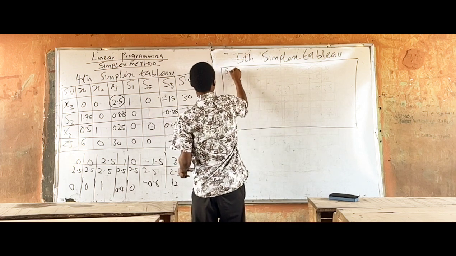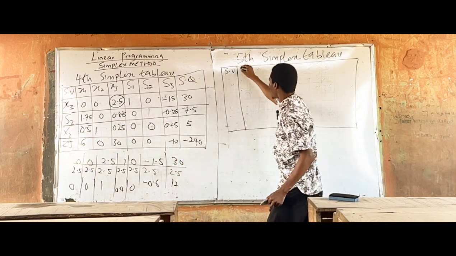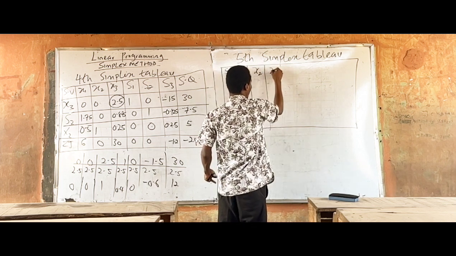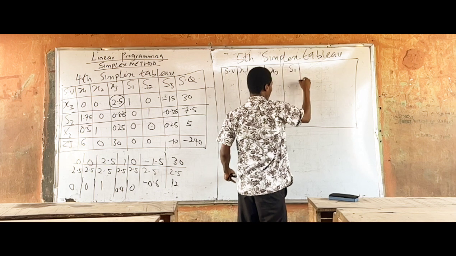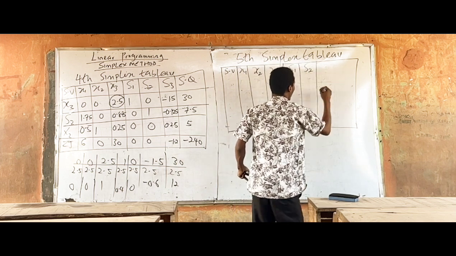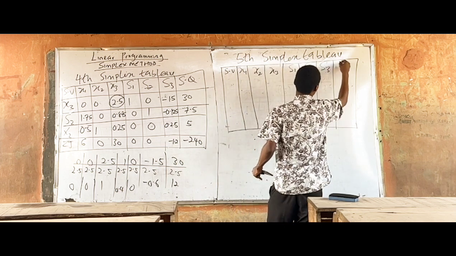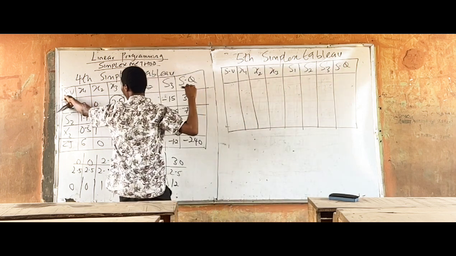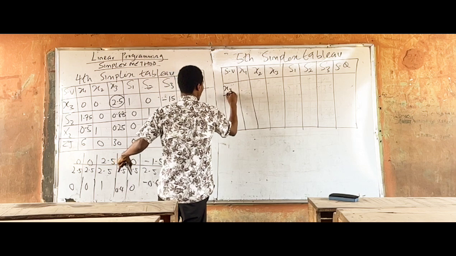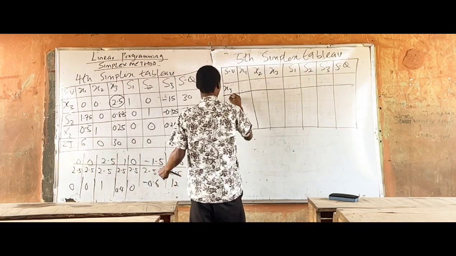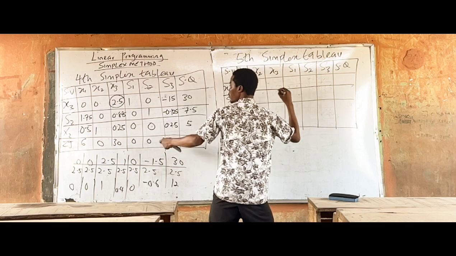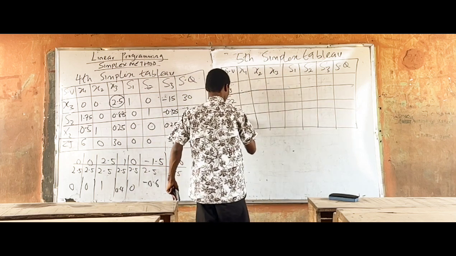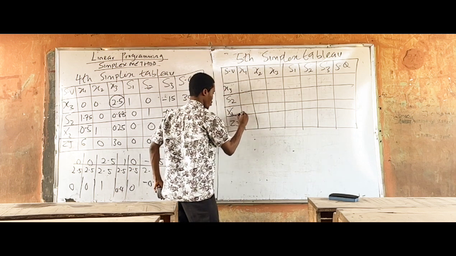My solution variable here, my x1, my x2, my x3, my x1, my x2, my x3, and my solution quantity. So I'm going to have S3, then S2, S2, and zj.